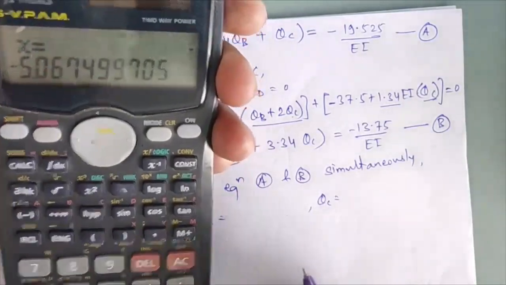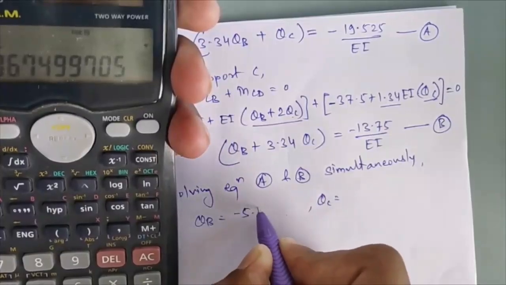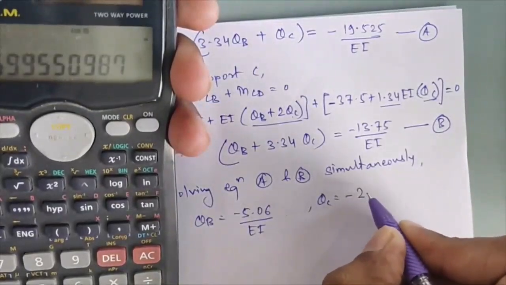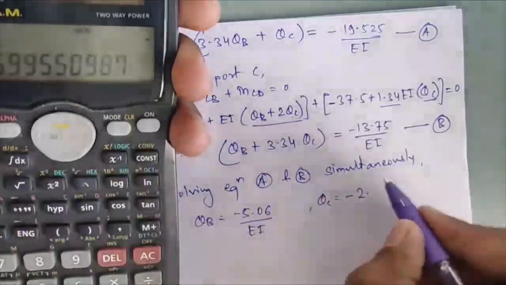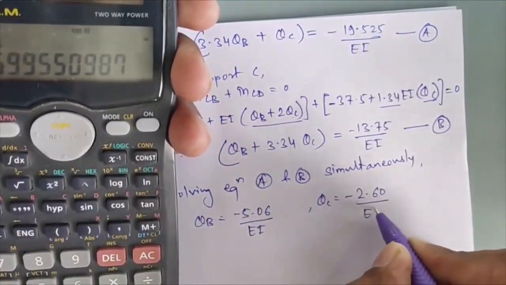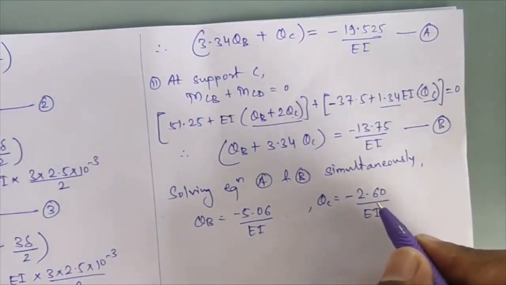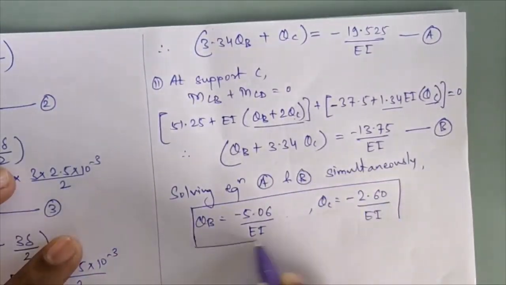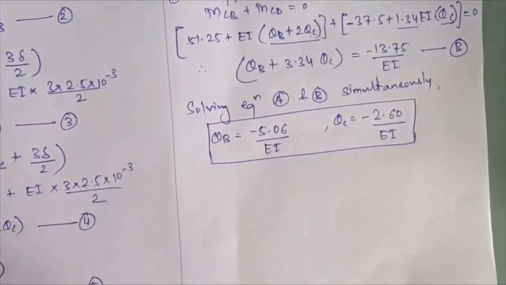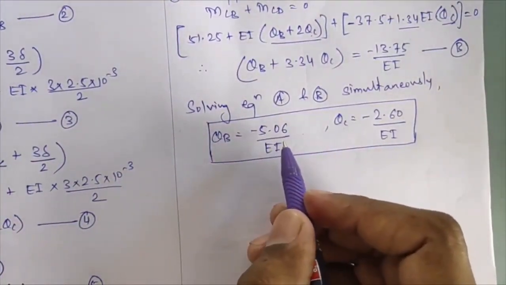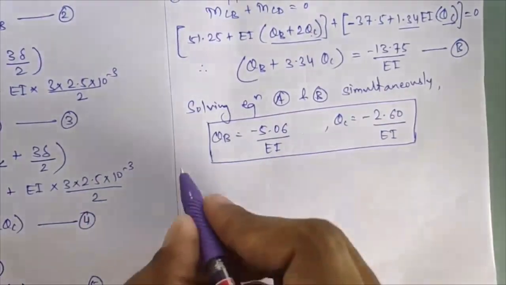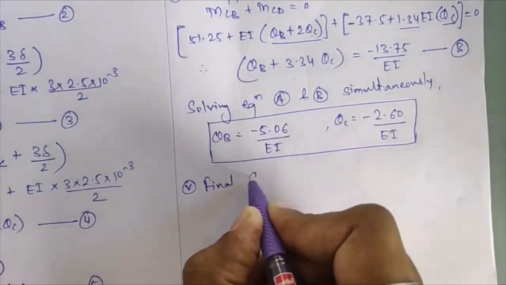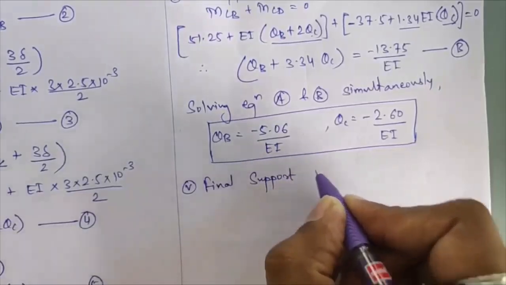and last time I am getting constant minus 13.75. So this x value, that will be your theta B value, minus 5.06 divided by EI, and next value that will equal to minus 2.599. So I'll write that as directly 2.60 divided by EI. So these two values I am getting here as your basic unknown values. Okay, so here these values you have to substitute in your basic 6 slope deflection equations to get the values of final moment. So we'll move here to proceed last step, that is final support moments over there.